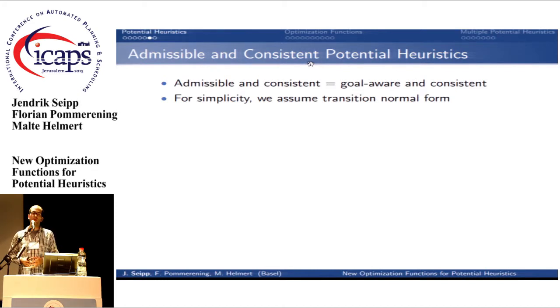And for simplicity in the following definitions, we will assume transition normal form, which was recently introduced on Tuesday by Florian, where each operator talks about the same variables in its effects and its preconditions, and where we have a goal fact for each of the variables.